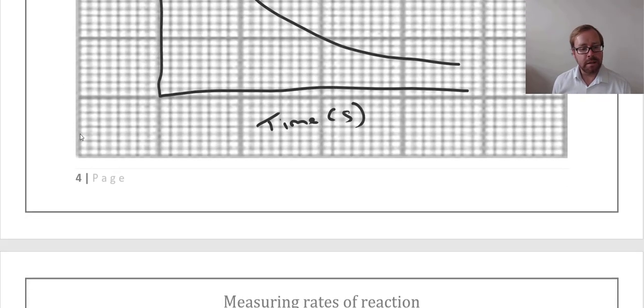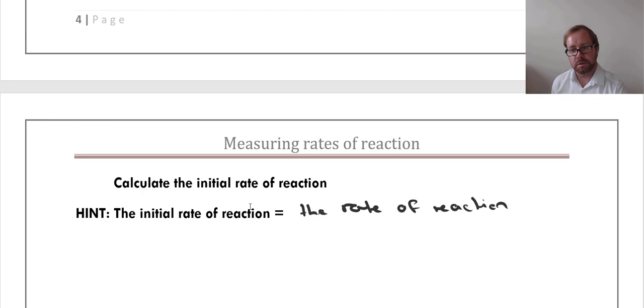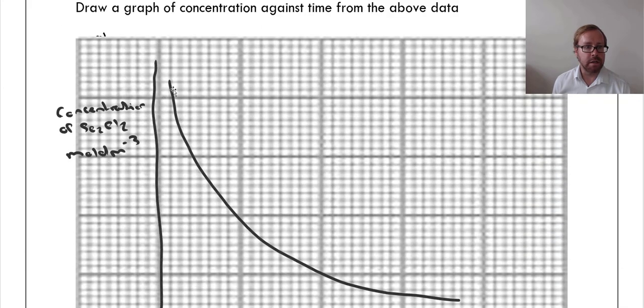So, the next question was to calculate the initial rate of reaction. So what is the initial rate of reaction? Well, unsurprisingly, it is the rate of reaction at the very start, so when t equals 0. To calculate this, I need to draw a tangent line from here at 0 down to here. Again, you should be using a ruler.